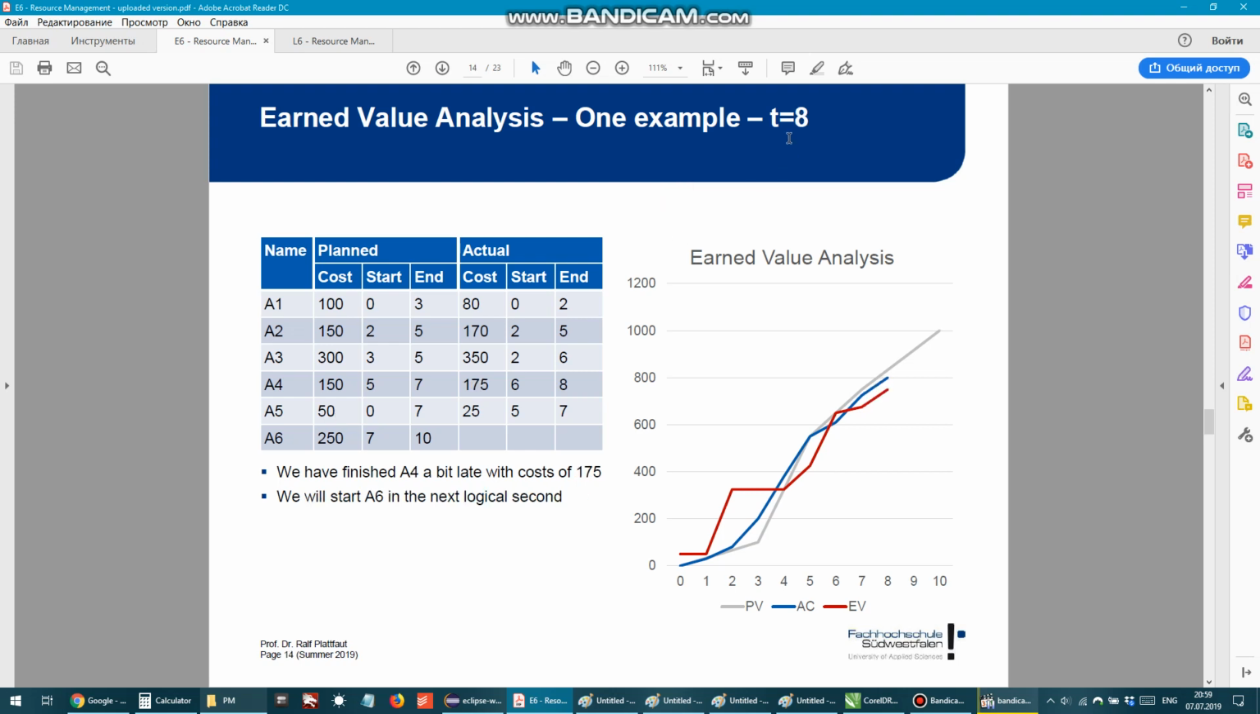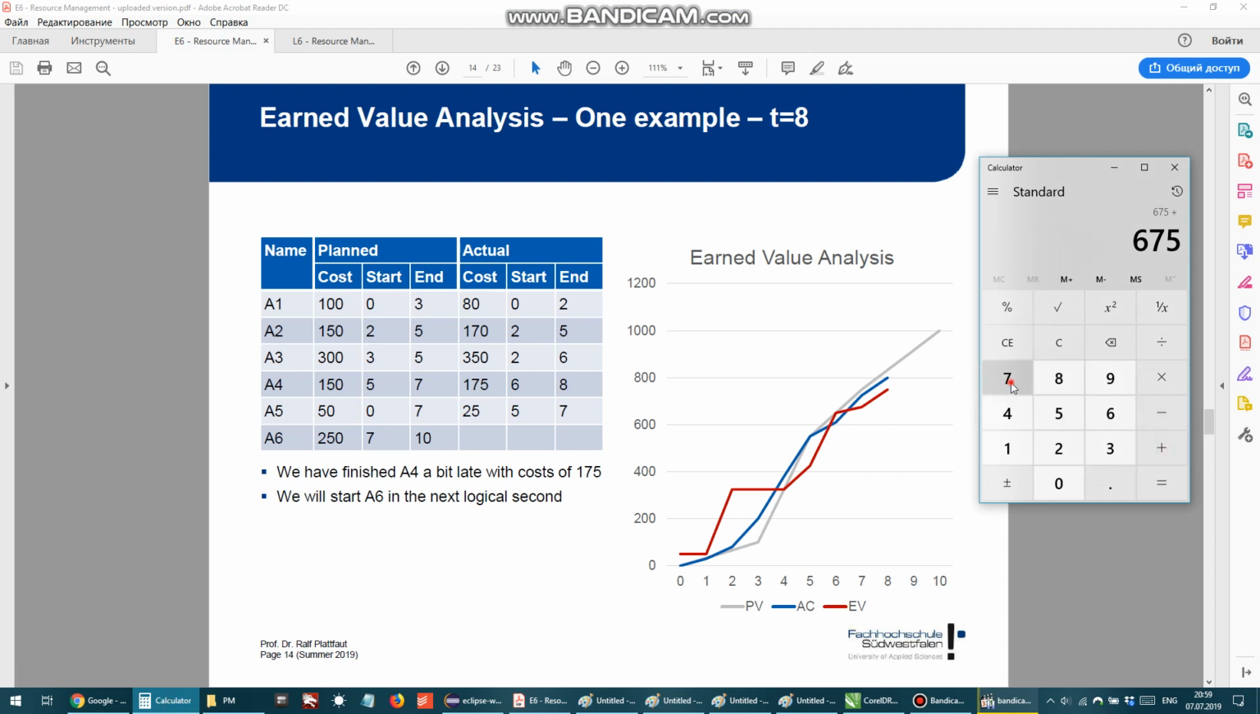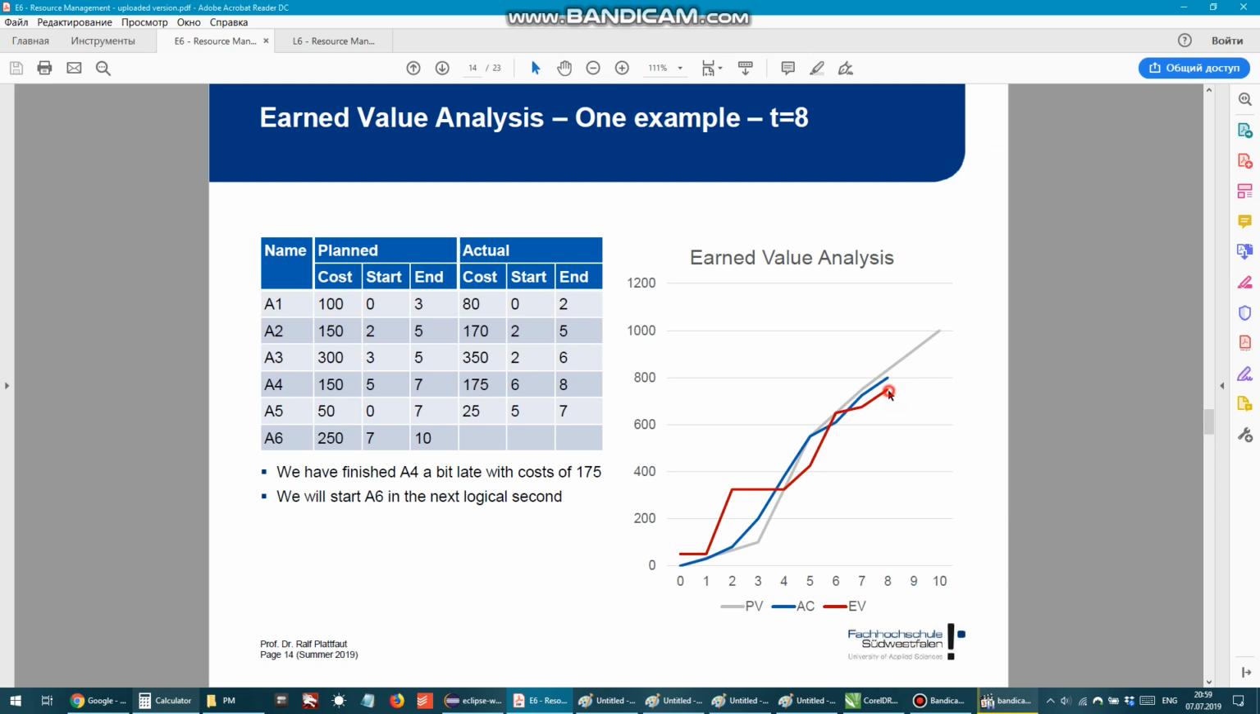We move to day 8. In day 8, I see that we finished A4. So this is day 8. We finished A4, and that's why we have to take the rest of A4, which is 75. So plus 75, 750, which means this point is 750, close to 800.